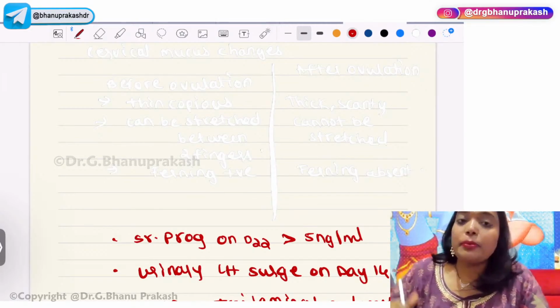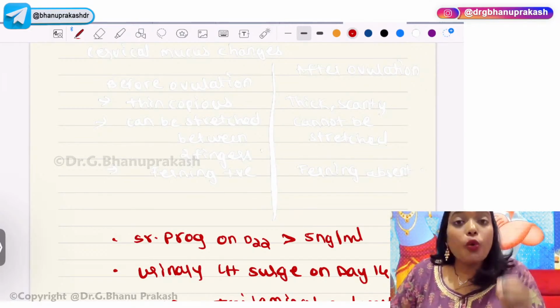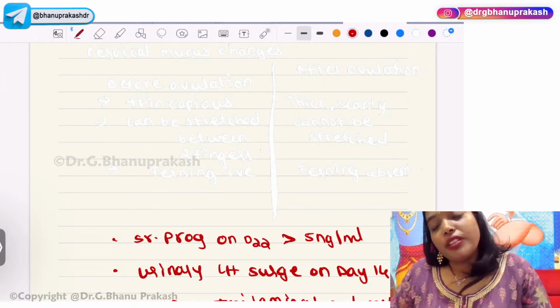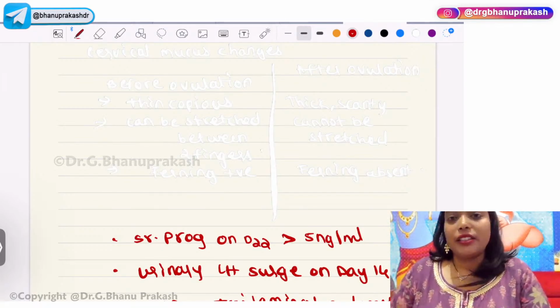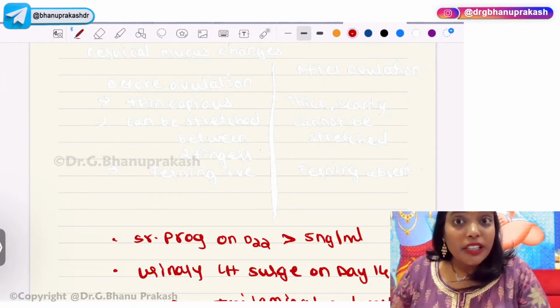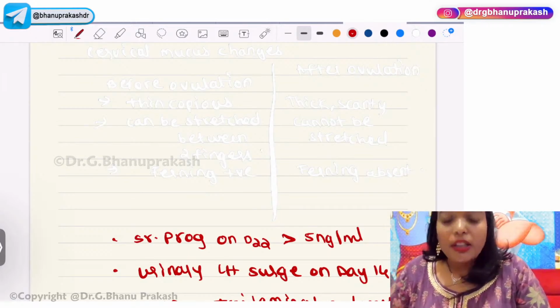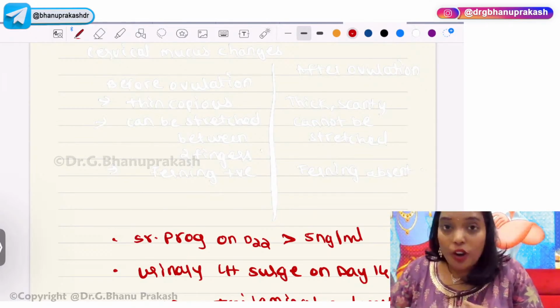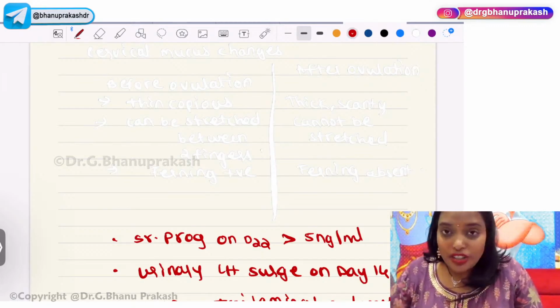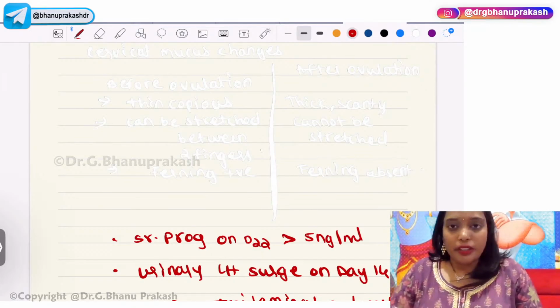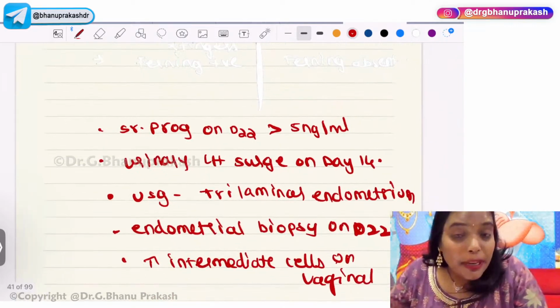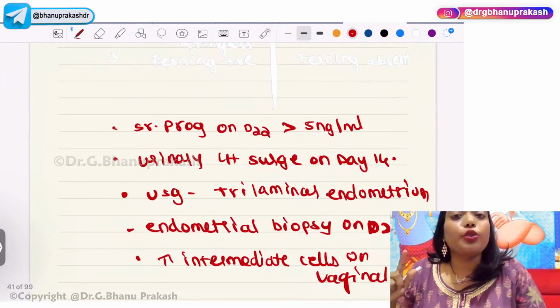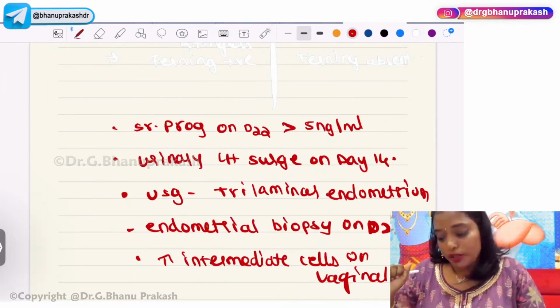So this ferning is mainly due to sodium chloride crystallization on mucin threads. After ovulation, it is under the influence of progesterone. So under the influence of progesterone, it will be thick, scanty, cannot be stretched, breaks on stretching, and ferning absent. There will be a rise in basal body temperature post-ovulation due to norepinephrine and progesterone.